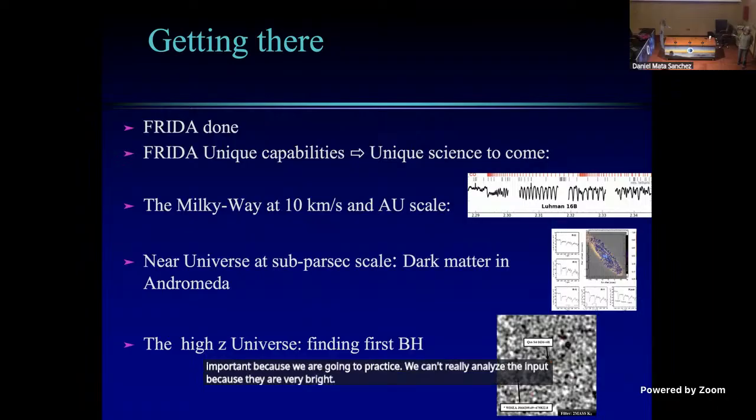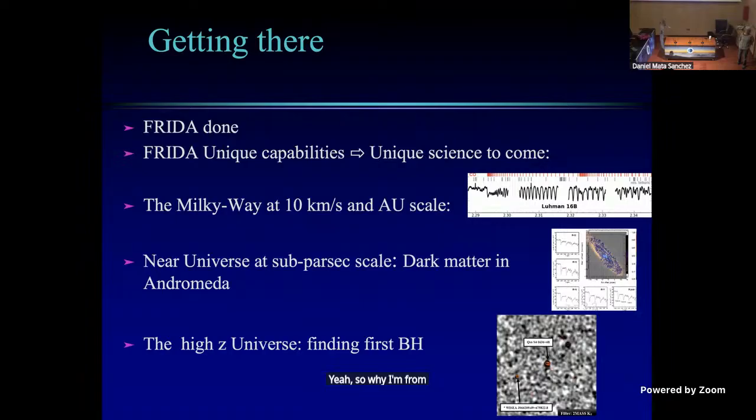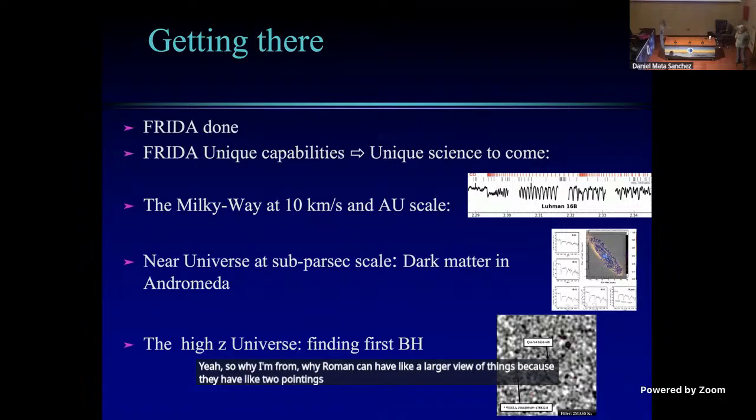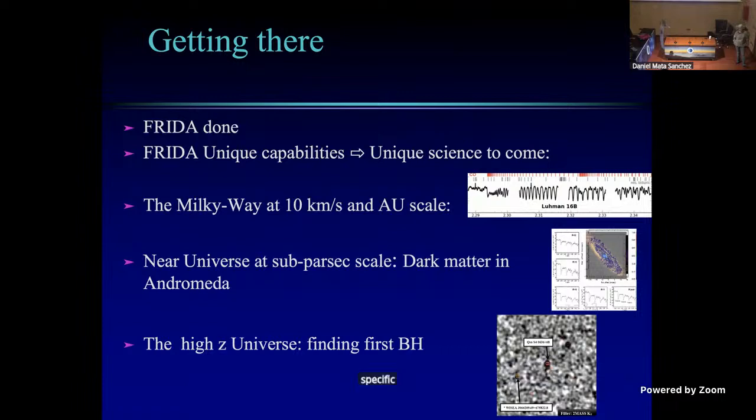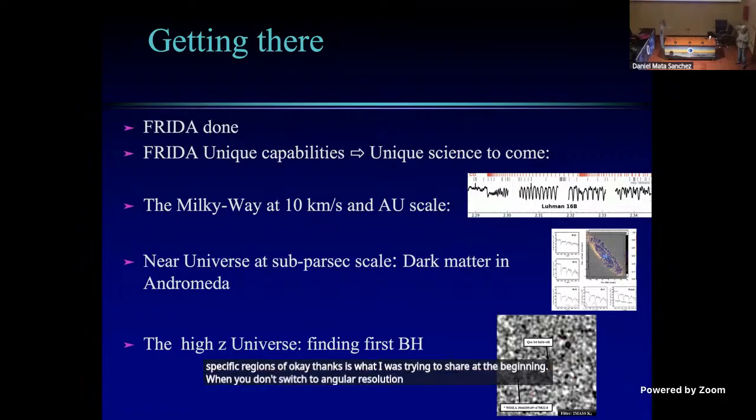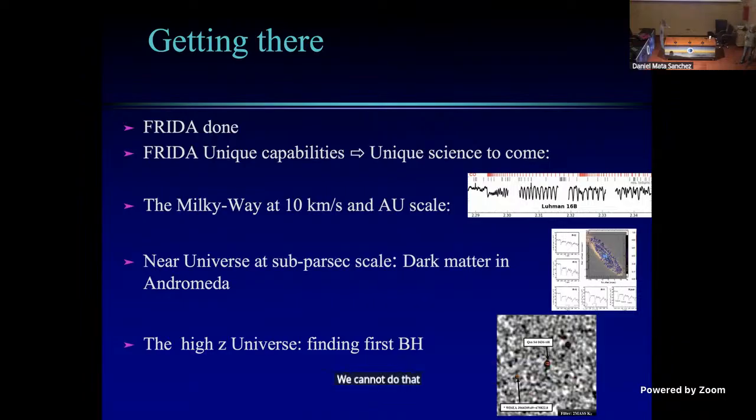Yes, while Roman can have a larger view of things, because with two pointings they'll cover the entire thing, you can select specific regions of things. It's what I was trying to say at the beginning. When you switch to higher angular resolution, you cannot do it extensively, because we always need a bright star, always, even if we have the laser.